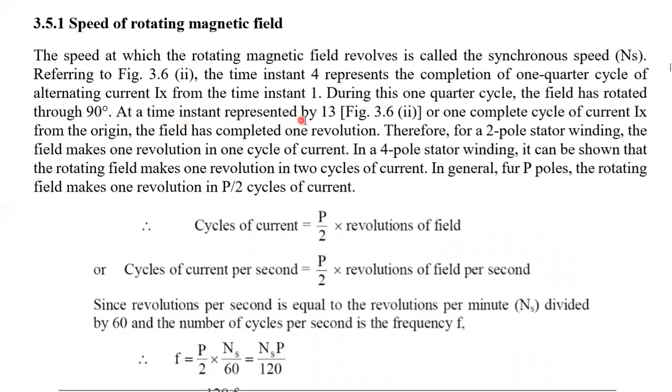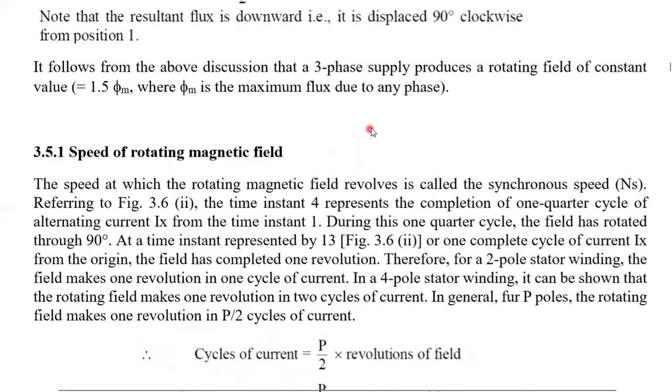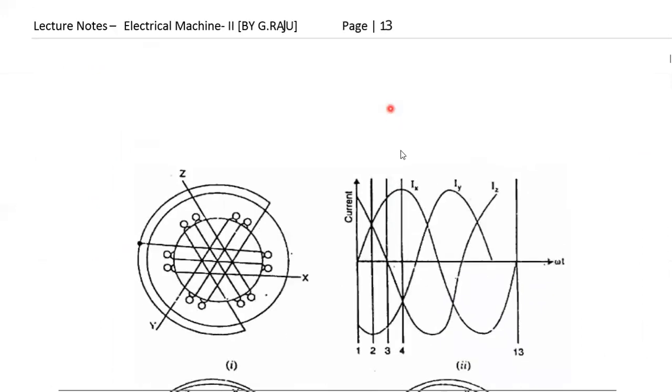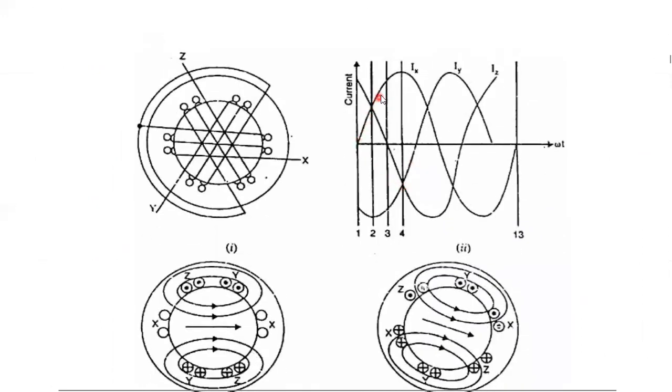At a time instant represented, one complete cycle of current Ix, from the origin, the field has completed one revolution. Am I right or not? One complete cycle means positive peak, negative peak, and zeros: 0 to 90 degrees, 90 to 180, 180 to 270, 270 to 360. This is called one complete cycle.